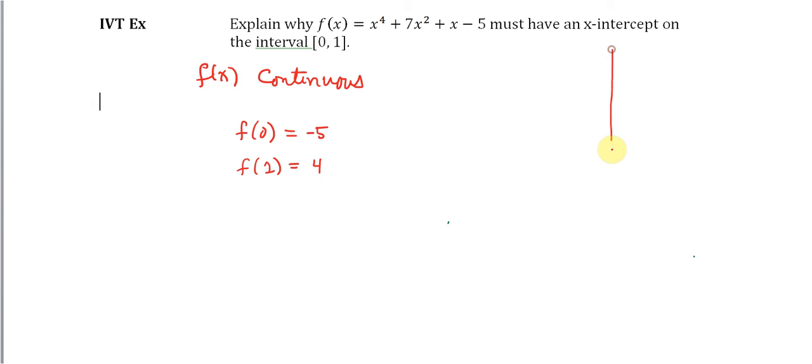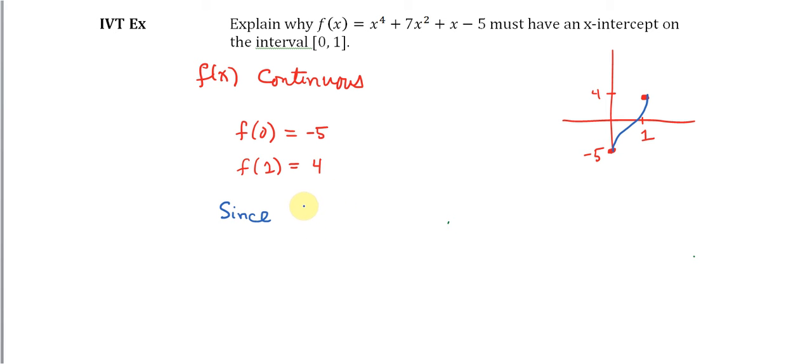Okay, so let's visualize this. F of 0 is down here at -5, and f of 1 is up here right around 4, right? And because the function itself is continuous everywhere, we know that at some point there must be a spot where it crosses the x-axis. But let's try to articulate that clearly using the intermediate value theorem. And again, this is just in addition to just having the answers, just to help you practice writing a solution to this type of question.